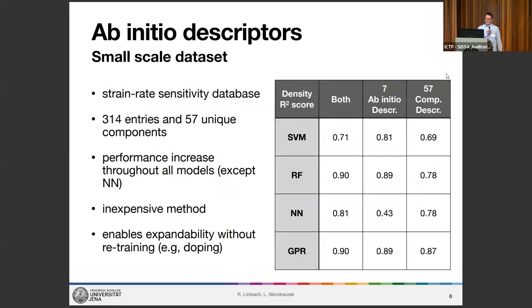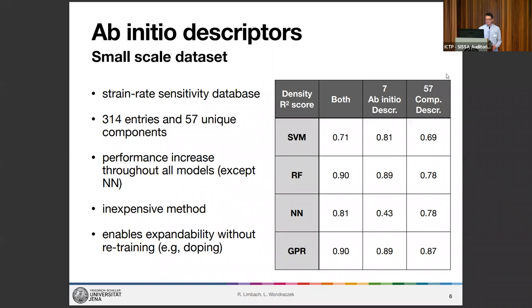From another experimentalist group, we also got a very small scale database, because right now, since we have no comprehensive large scale data sets, we try to fulfill the needs of these people. So we got from the Vondracek group a strain rate sensitivity database that covers only 340 entries with 57 unique components. And it covers not only oxide glasses, but also a lot of metallic glasses and chalcogenide glasses.